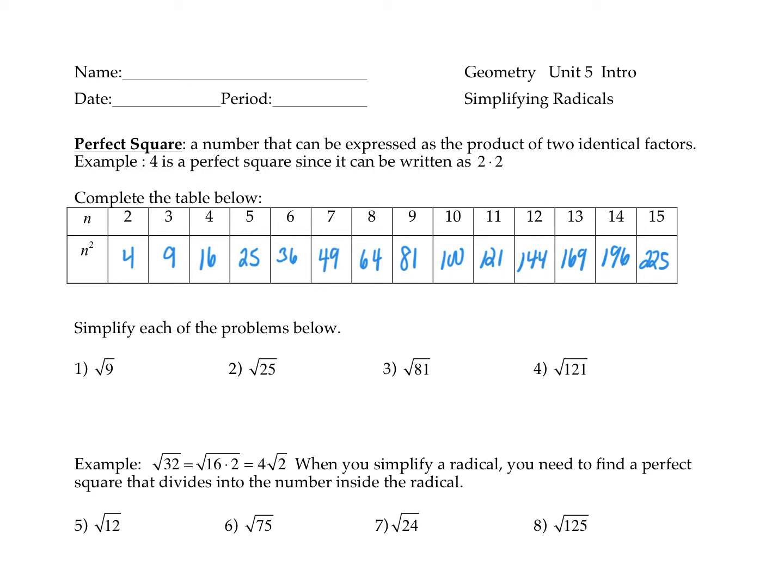All right, in our first 4 questions, we're simplifying perfect squares. So for example, the square root of 9 would just be 3, because 9 can be written as 3 times 3. We see 3 as a factor twice, so we're going to write our final answer just as 3. No radical sign anymore. You took the square root of 9, and the result was 3.